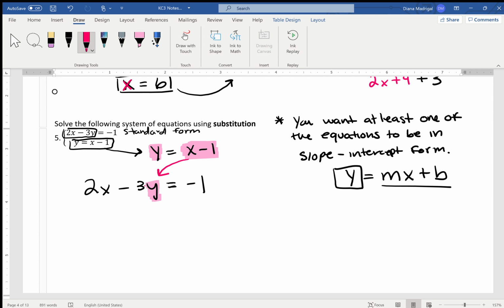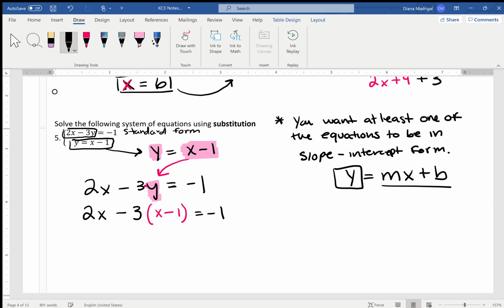Because you have 3 times y, that means you're going to be multiplying with the answer of y. So let me write this again. 2x minus 3, and again, I'm plugging in for y. I'm putting it in parentheses because parentheses means multiplication. So (x minus 1) equals negative 1.